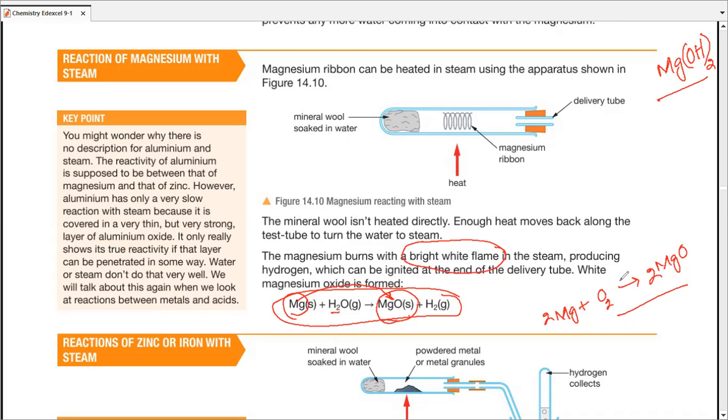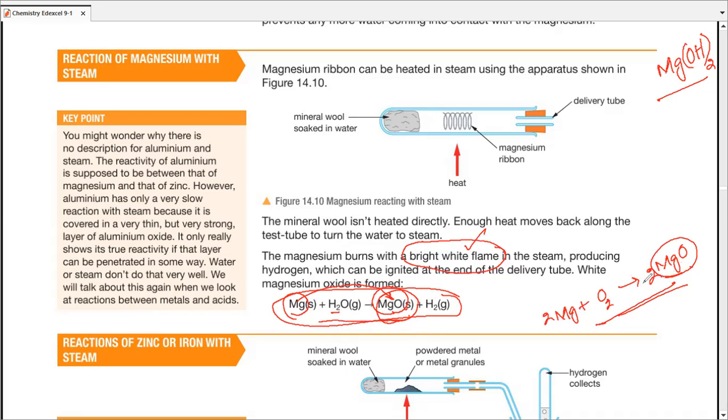Magnesium ribbon burns in the presence of oxygen with the same bright white flame. So if this gives us a bright, flashy white flame, and this reaction also gives us a bright, flashy white flame, and in both cases we have the same product, why can't we use the same name? Yes, we can. I hope that explains the reason.